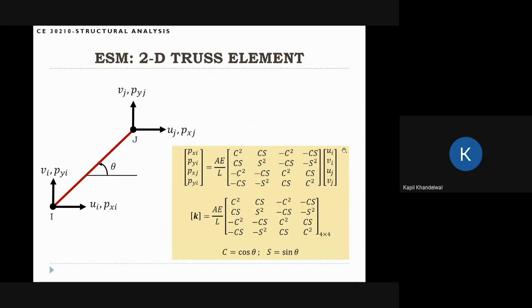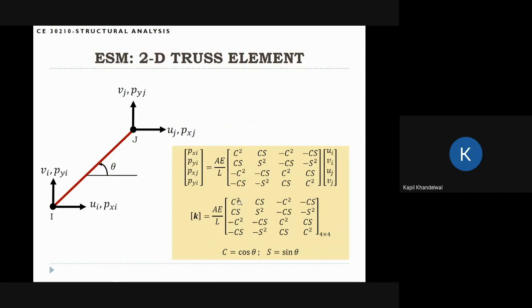And we have shown that we can express these nodal forces in terms of nodal displacements by using this matrix here. This is a 4x4 matrix, and this is the truss element stiffness matrix. And this 4x1 vector is all these nodal forces, and this 4x1 displacement vector is the nodal displacements for this member. So in this case, for a 2D truss element, we can see that there are 4 degrees of freedom for each element.